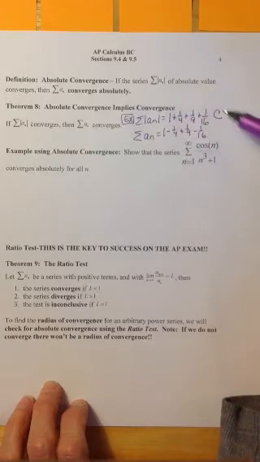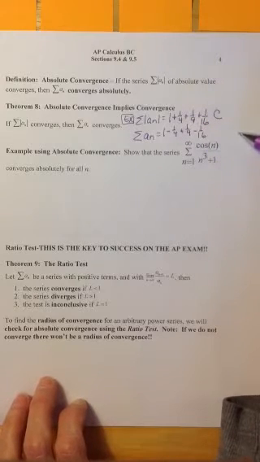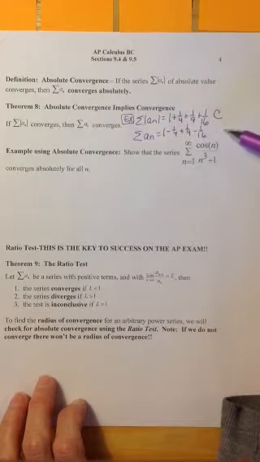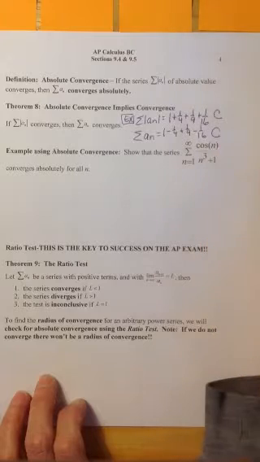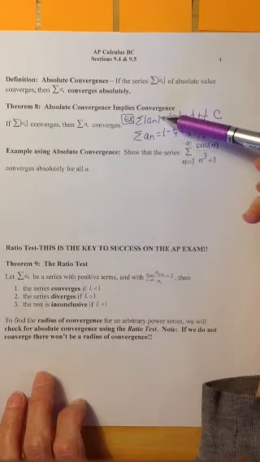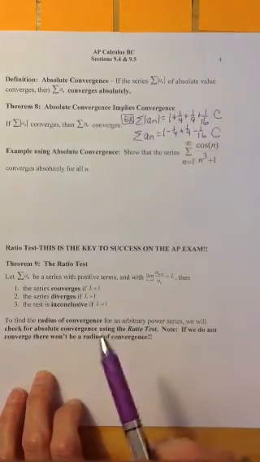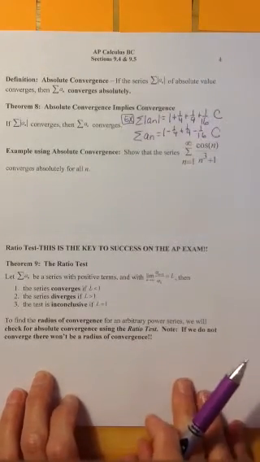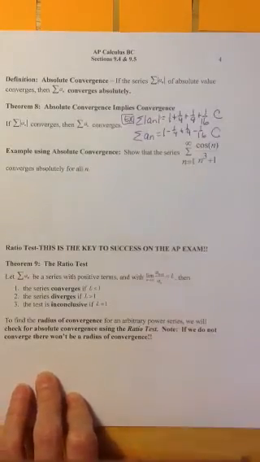But either way, the impact these terms on the end have on the overall sum is going down as we add more terms. So this series will also converge. So again, if the absolute value of a series converges, then so does the series without the absolute value. So let's take a look at an example that uses absolute convergence.